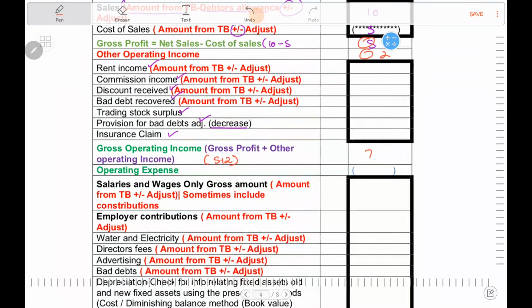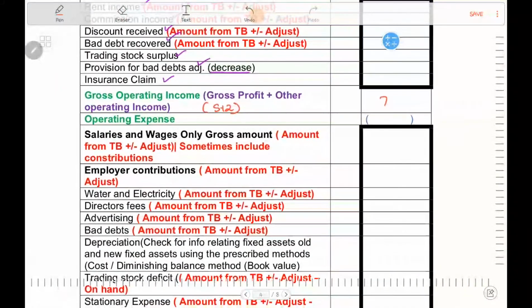Okay, then let's talk about the operating expenses. Under operating expenses, we're going to have the salaries and wages. We know these ones, they are separate from the director's fees. Then the procedure is simple. We are going to consider the gross salaries and wages. We don't want the net here. So if you are given the net and the deductions and also the contributions, just add everything up.